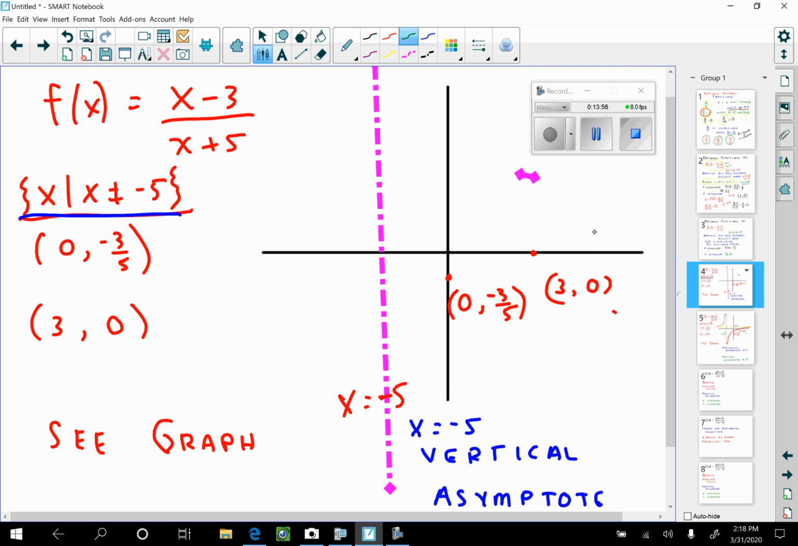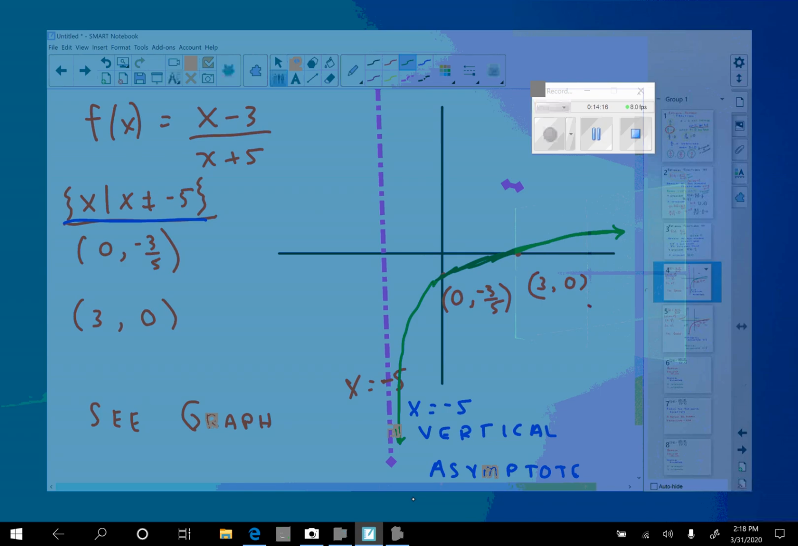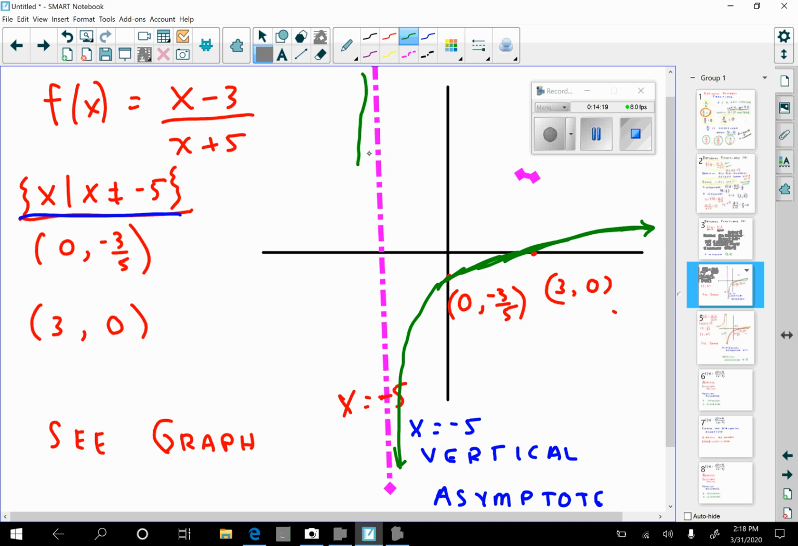I'll use green for my graph. And if I remember what my graphing calculator is doing, it's positive over here. It's going to do this. So how do I know that? The first thing I know is this thing only crosses the x-axis at 3. It has a y-intercept of 0, -3/5. I could actually put a point in here.